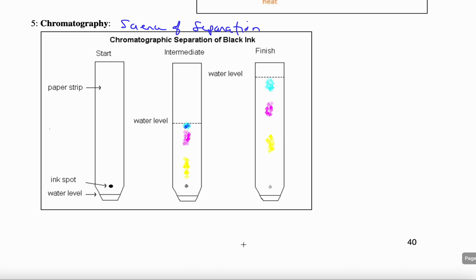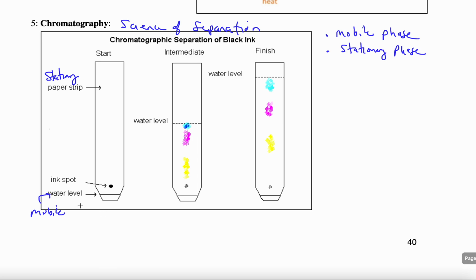Any form of chromatography has two things in common: it has a mobile phase, which literally means some sort of material is actually physically moving across the system, and you have a stationary phase where it is not moving. So in paper chromatography, the paper strip is the stationary phase. And for simple chromatography, water is the mobile phase.